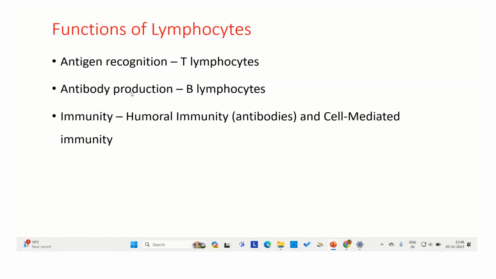So the functions of lymphocytes: antigen recognition by T lymphocytes, antibody production by B lymphocytes, and mainly immunity: humoral immunity, which is mainly antibody mediated, and cell mediated immunity, which is cell mediated.